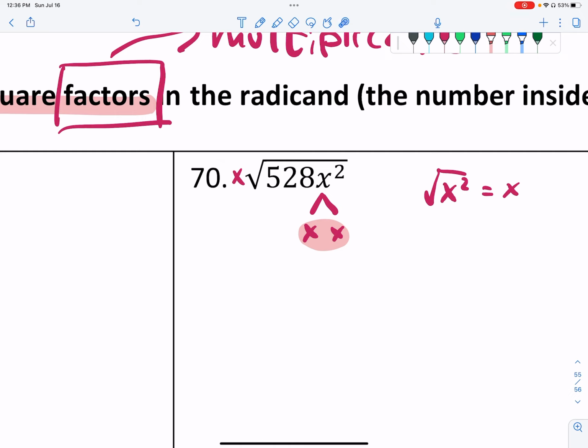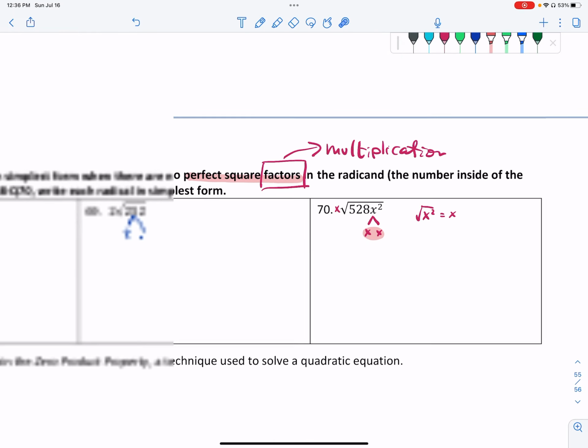Once you're all done with any pairs of factors that go into 528, those are going to come out on the outside and multiply times the x. Anything else is going to remain on the inside of that radical symbol.